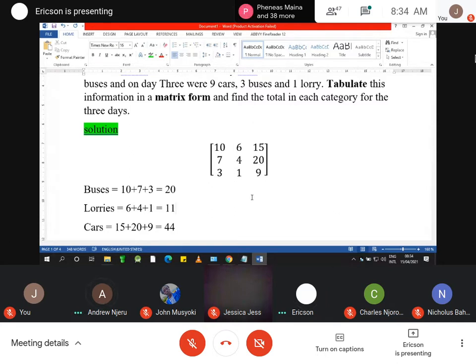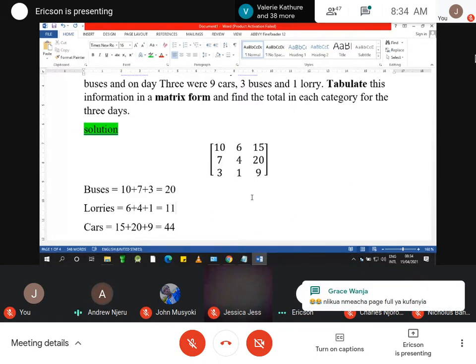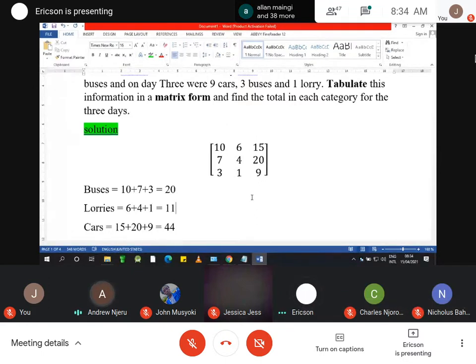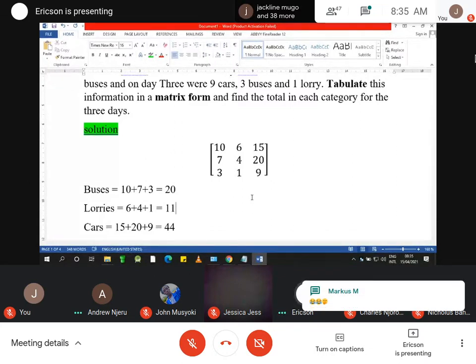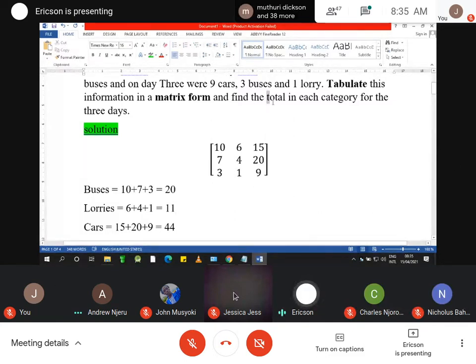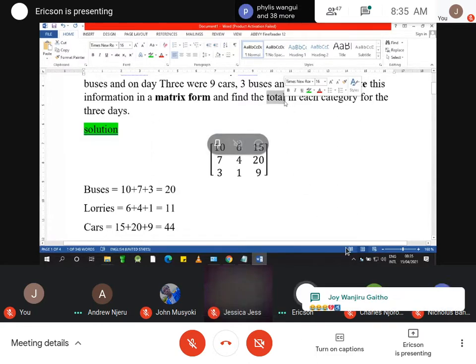Shani, kuna swali. Cap, Ian said tumepata nye tunaandika basis is equals to 10 plus 7 plus 3, hizo zote hivyo. Unaweza fanya nini na row reduction? Ukifanya na row reduction, utakosea. Basically, umeambiwa find the total. Na ukiambiwa find the total, hiyo inamaanisha tu just add. Kama ni row reduction, ingekuwa specified. Instead of kuambiwa find the total, ingekuwa umeambiwa use row reduction.